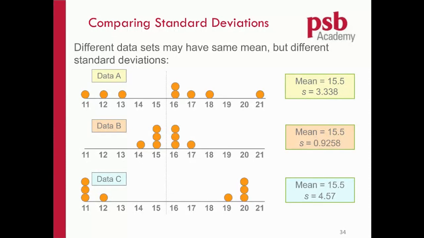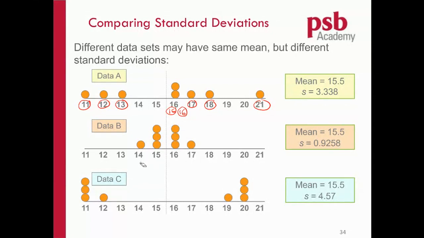Now, for all these three data sets, what are the numbers? It goes this way. Data set A has 11, 12, 13. Then you have two sets of 16, that means 16 and 16, then you have 17, you have 18, and you have 21. So these are all the values in this data. You find that the mean is 15.5.